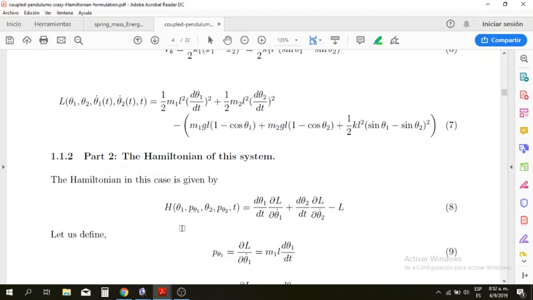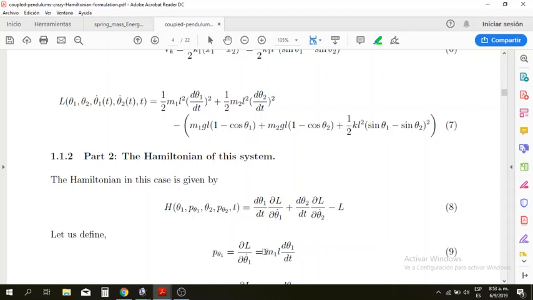The Hamiltonian of the system will be H. It will depend on the generalized coordinates θ1, θ2, and the generalized momenta p θ1 and p θ2, and the time. By using the definition, it will be the derivative of θ1 with respect to time times the partial derivative of the Lagrangian with respect to θ1 dot, plus the derivative of θ2 with respect to time times the partial derivative of the Lagrangian with respect to θ2 dot, minus L.